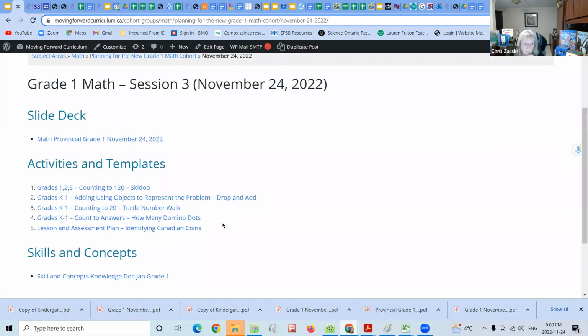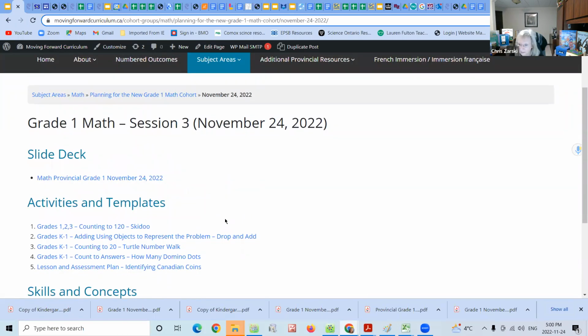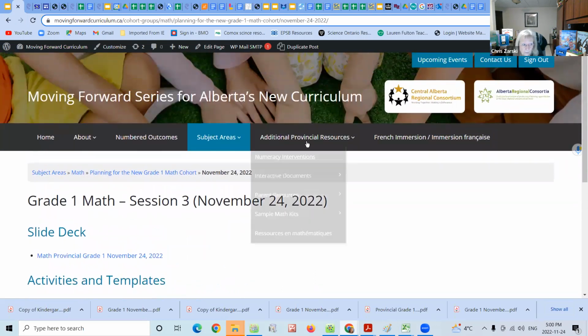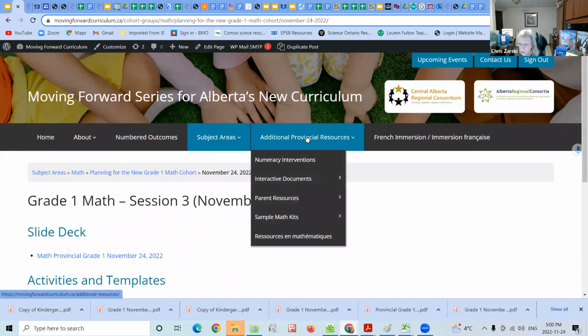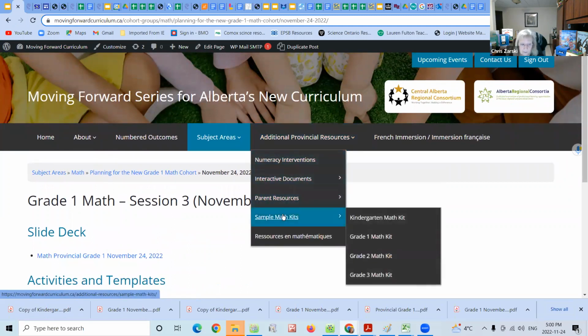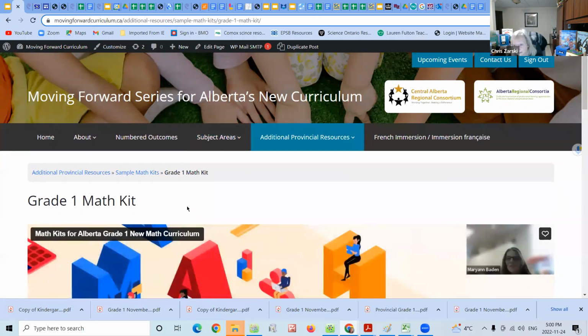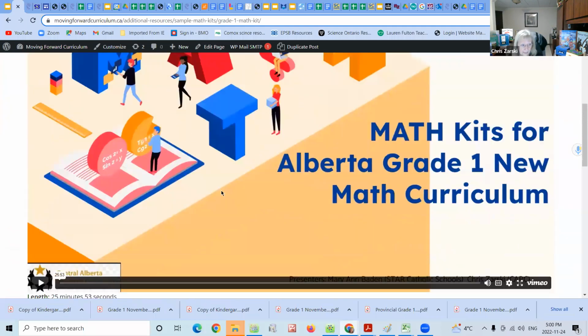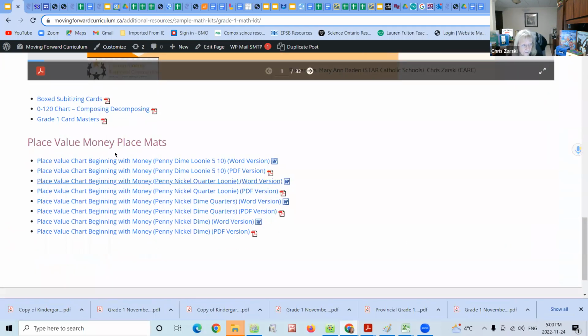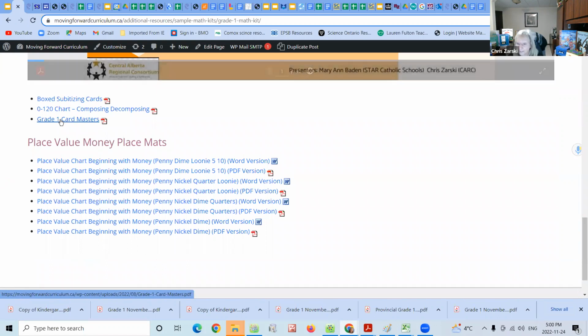And remember that you have other things in previous sessions. I'm not going to repost things that we've used over and over again. So if you don't have the Subitizing cards, go back into the previous sessions and find them. Or remember that in additional provincial resources, we have those sample math kits. If you go to grade 1 math kit, you don't have to build a kit if you don't want to, but below the explanation of what's in the kit and why it's there, you have all of the things that were in the kit that needed to be printed. You have those available to you.